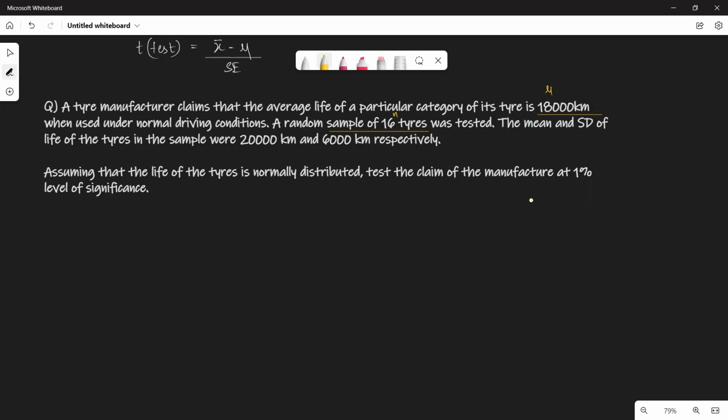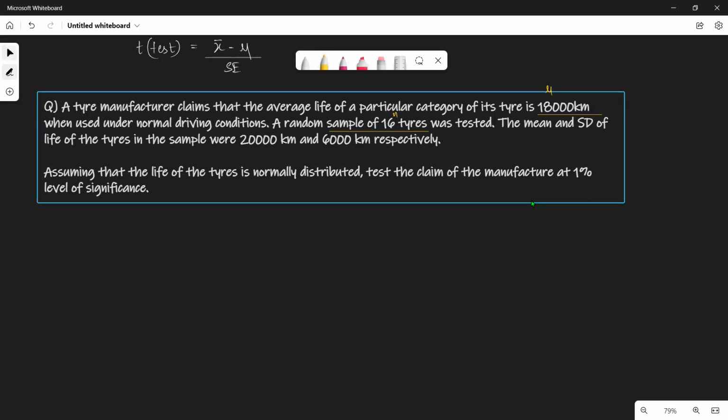So whenever you see such questions where the sample size is very small, immediately it should strike in your mind that because the sample size is very, very small, I am supposed to use the T-test. So sample size is 16.